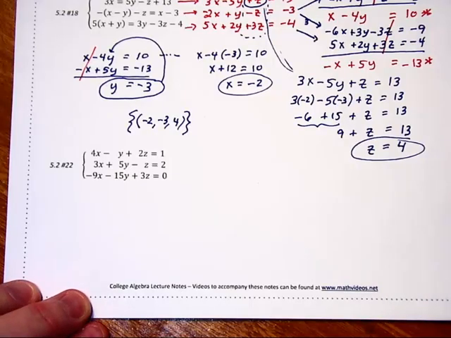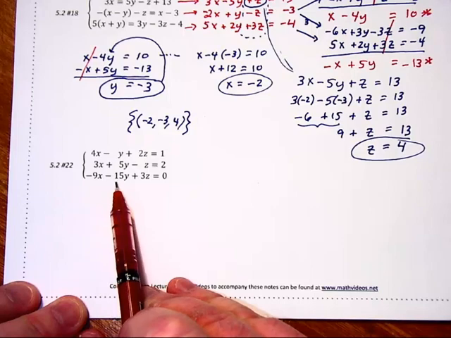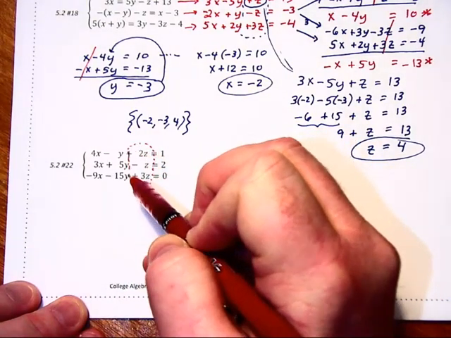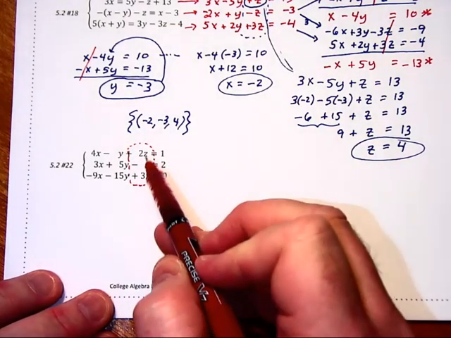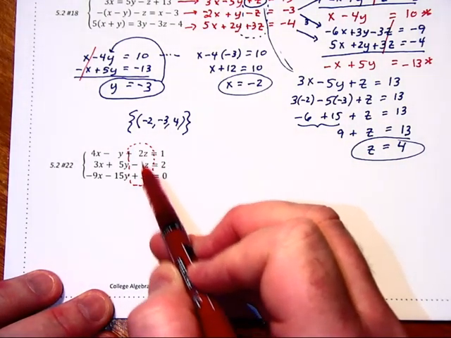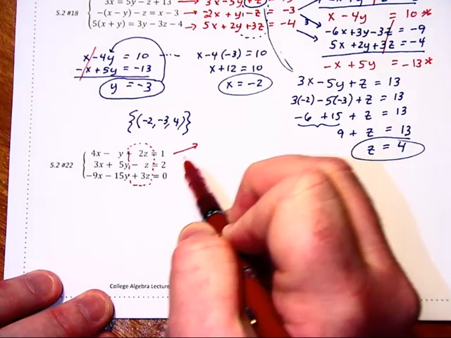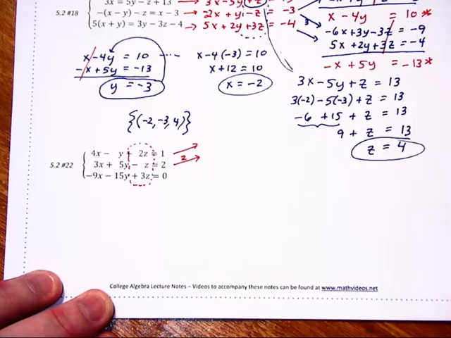Okay, let's look at this final example on this page. We notice that the coefficients of x are not going to be easily eliminated, nor the y's, but with these z's, 2, 1, and 3 all go into 6, so I think that's what I'm going to want to work with. Let's turn these first, the 2 and the 1, into 2's. We've already got a 2 in the first equation.